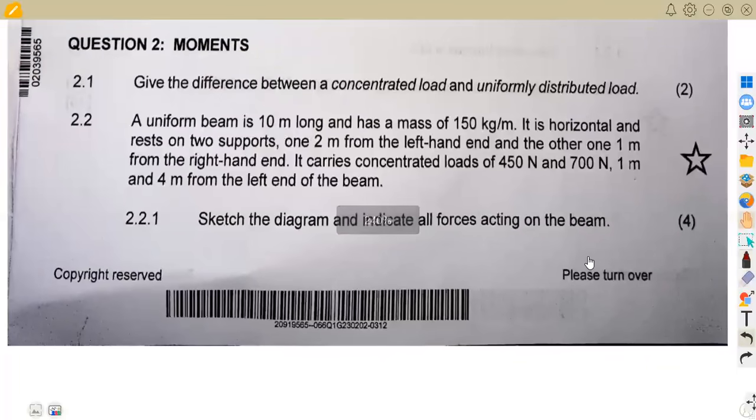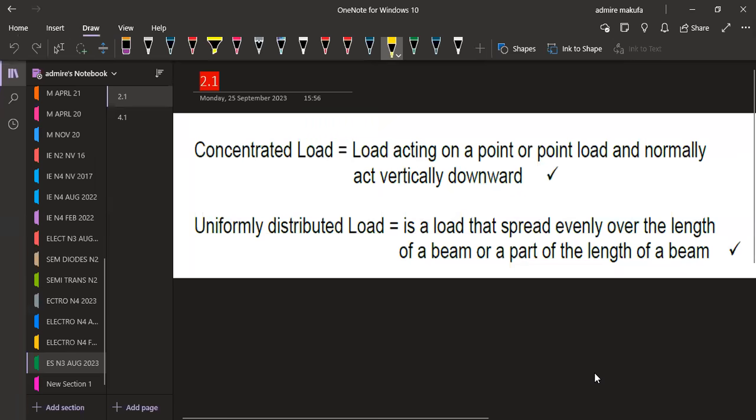Give the difference between a concentrated load and a uniformly distributed load. 2 marks for that. So I'm just going to explain. The concentrated load is simply the load acting on a point, or point load, and normally acts vertically downward. That is a concentrated load.